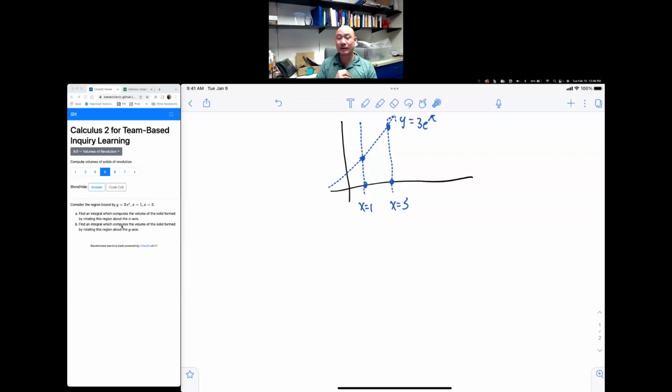Hi, this is going to be part of a four-part video series where we are going to compute the volume of this region here, bounded by the x-axis, x equals 1, x equals 3, and y equals 3e to the x, rotated around either the x-axis or the y-axis.